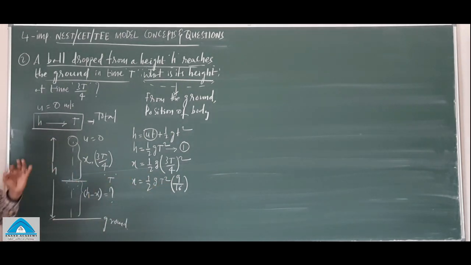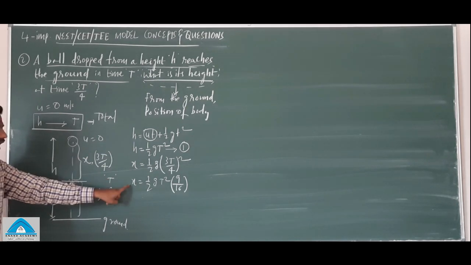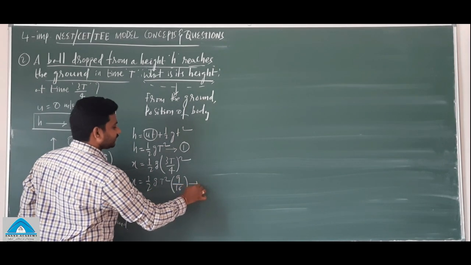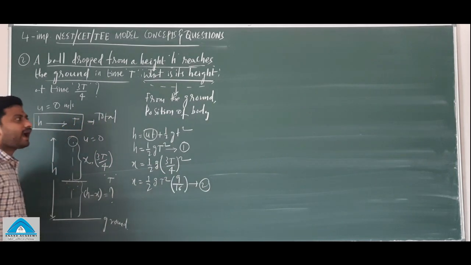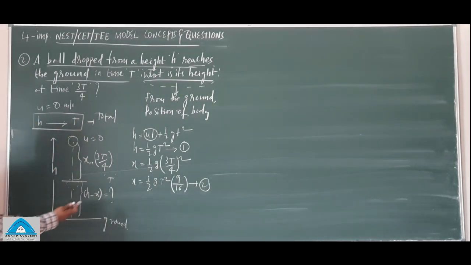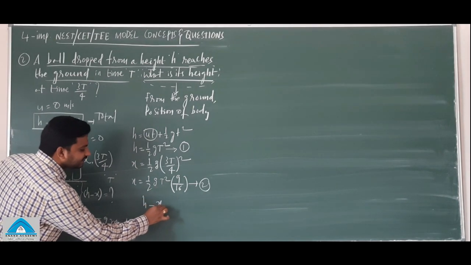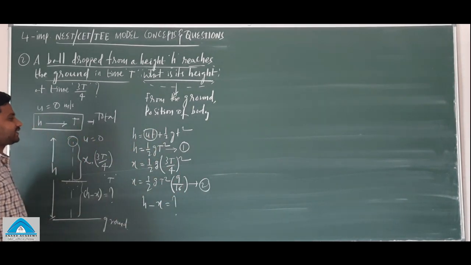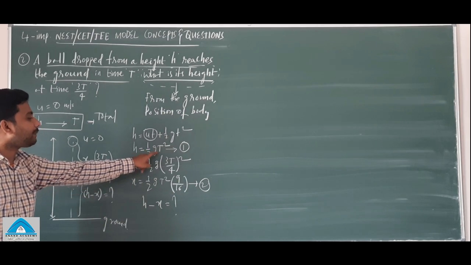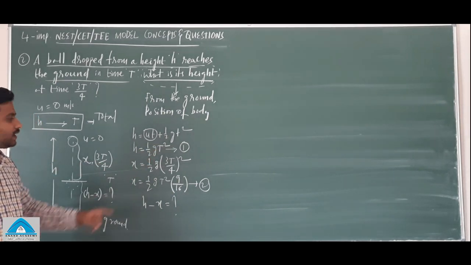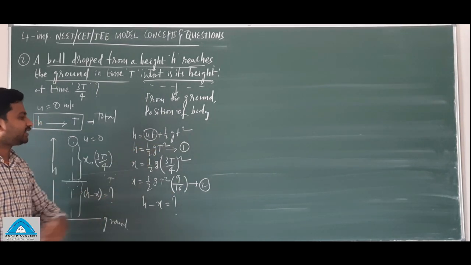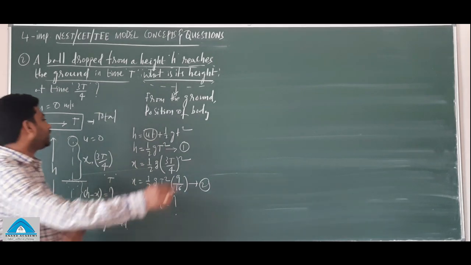So you have your h and you have your x. That's it. Equation 1 and 2 you have. What is our aim? Our aim is to find h minus x. So just find h minus x from here. What is h? Half g capital T square. Okay, half g capital T square. So I am writing the same here.